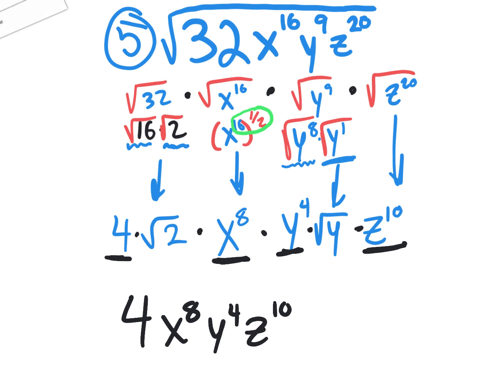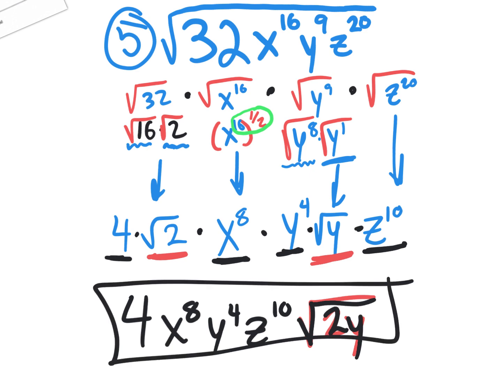And then you take your radicals, the square root of 2 and the square root of y, and put them together underneath one square root, 2y. You know what? Probably should have stayed all with the same color. Sorry about that. Anyway, there's your answer: 4x to the 8th, y to the 4th, z to the 10th, square root of 2y. Okay, so that is simplifying, and that's as complicated as simplifying a single square root could be.